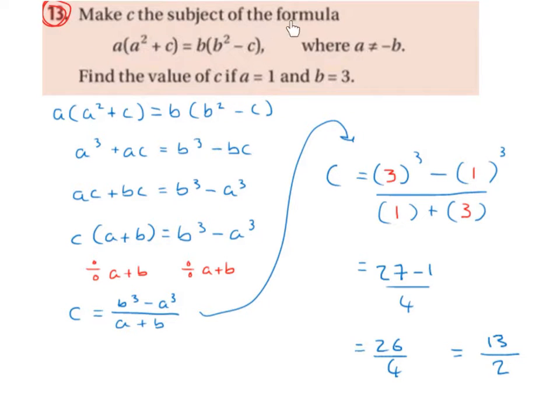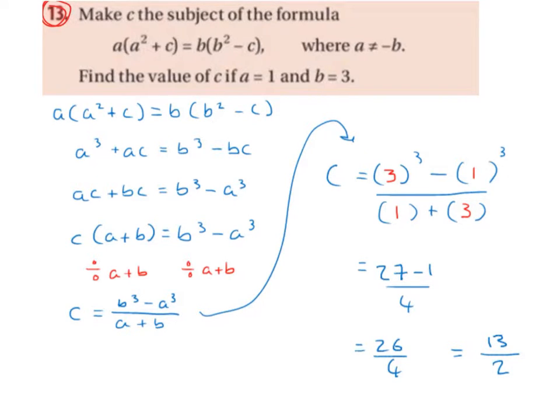Make c the subject of the formula. a times a squared plus c is equal to b times b squared minus c, where a is not equal to minus b, and then find the value of c if a is equal to 1 and b is equal to 3. So I have a times a squared plus c equals b times b squared minus c.